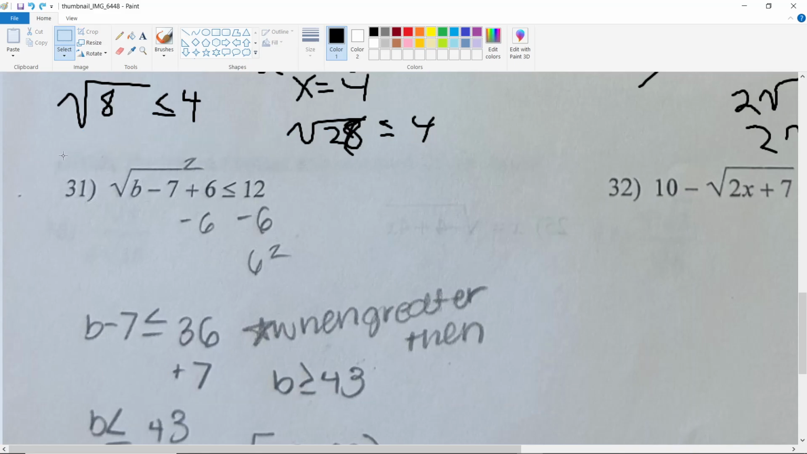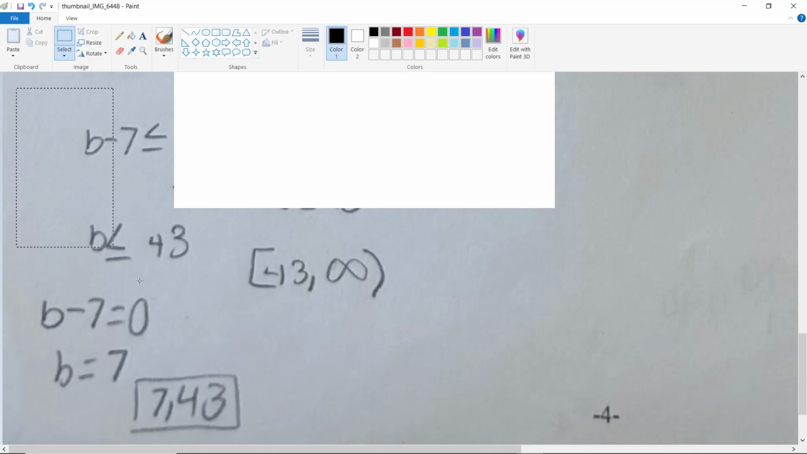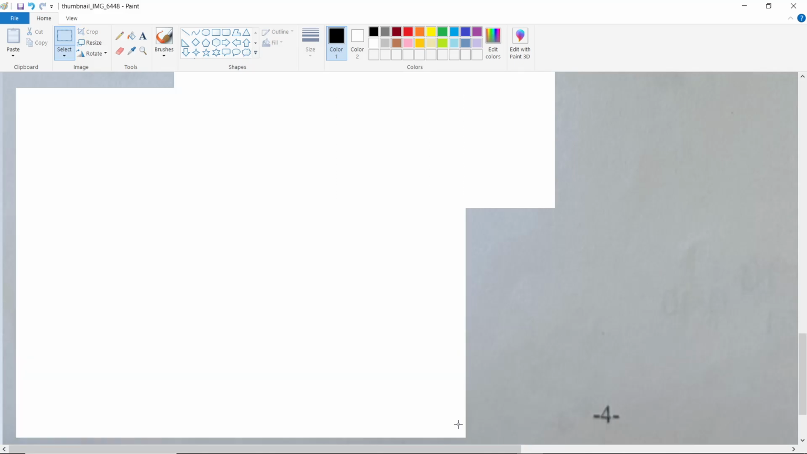Oops. Bear with me while I get rid of this work. I guess I went too far. I want to get rid of all of that work so I have clear space. Okay.